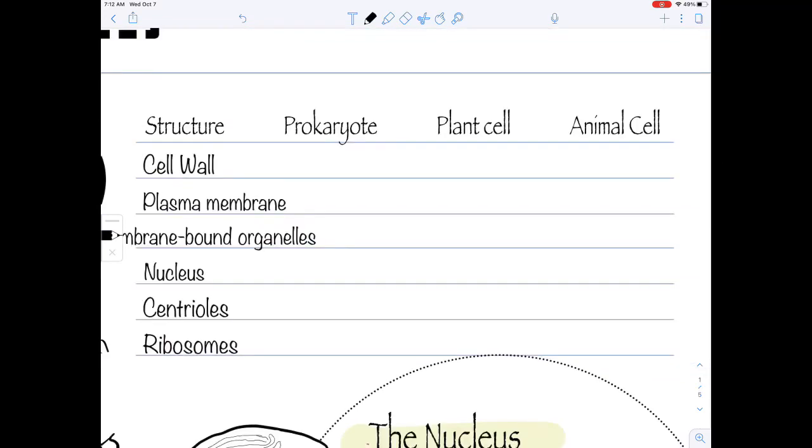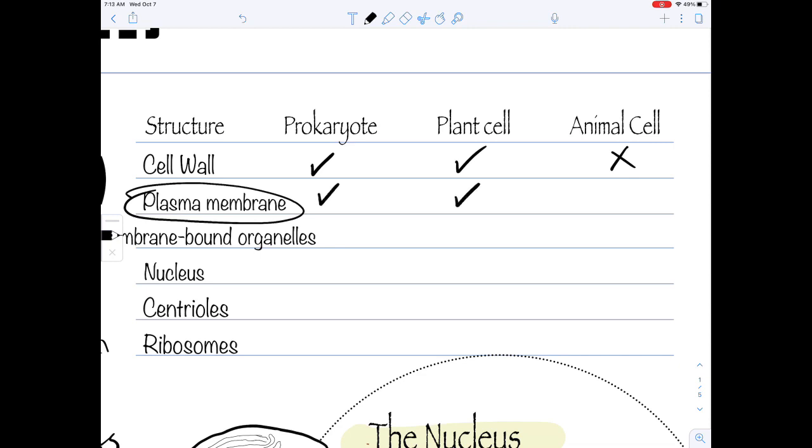So a quick summary of our chart in order to understand our function. Cell walls are present in all prokaryotes and plant cells, but not animal cells. We see our plasma membrane, as we looked at in the beginning when we talked about the cell theory. Plasma membrane is present in all types of cells, so we'll see plasma membrane in our prokaryotes, our plant cells, and our animal cells.